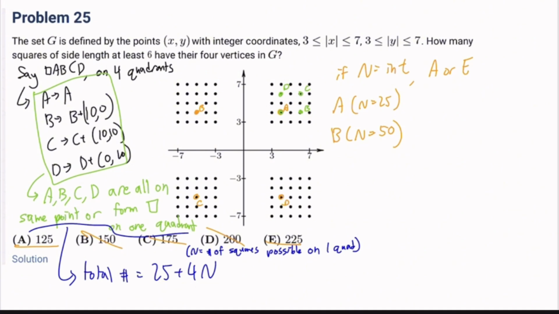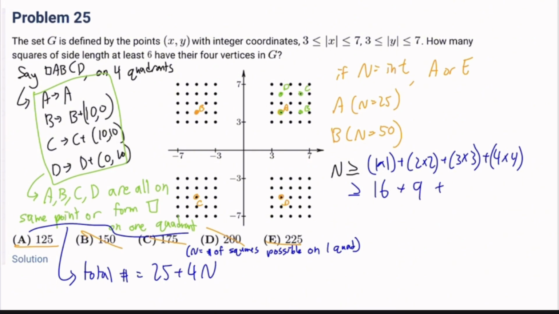And now let's just look at the number of n's, right? So let's try to count the number of n's. This is going to be greater than or equal to the number of just straight squares, nothing kind of curved like this one, but just straight squares, right? Then this is going to be 1 by 1 plus 2 by 2 plus 3 by 3 plus 4 by 4, right? So this is going to be greater than or equal to: for 1 by 1, we have 16, and for 2 by 2, we have 9 of those, plus 3 by 3, we have 4 of those, plus 4 by 4, we have just one of them. So n is going to be greater than or equal to 30.